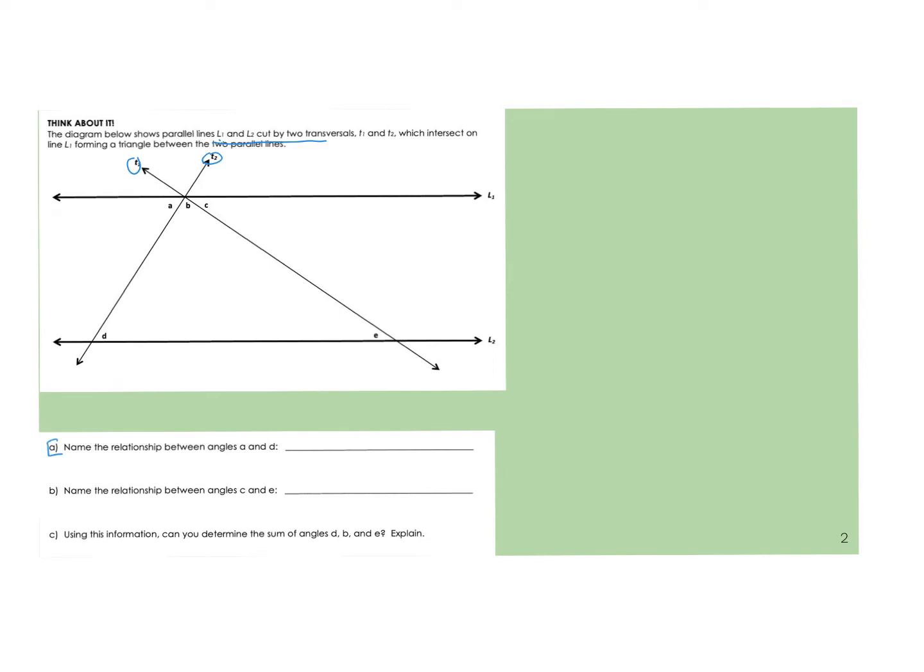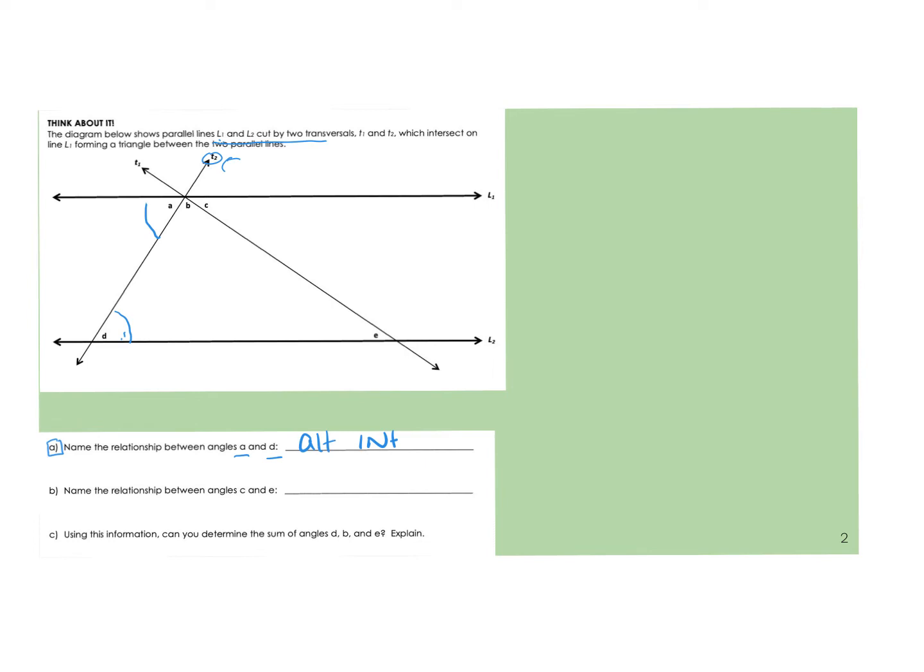So first they want to know, what's the relationship between angle A and angle D? So here's angle A and here's angle D. For this one, you want to pretend this transversal is not there. Okay? So if we only have the one transversal, transversal 2, what's this angle relationship? They're on opposite sides of the transversal, so they're alternate, and they're sandwiched inside the two parallel lines. So these are alternate interior angles. A and D are alternate interior angles. Then let me erase that.